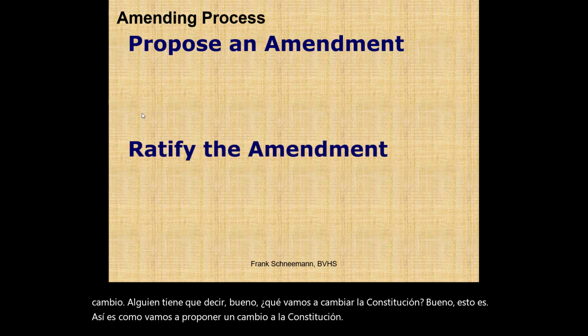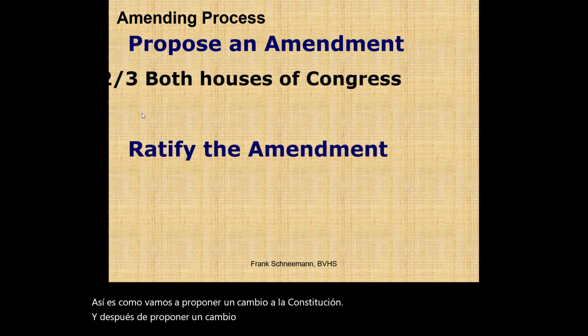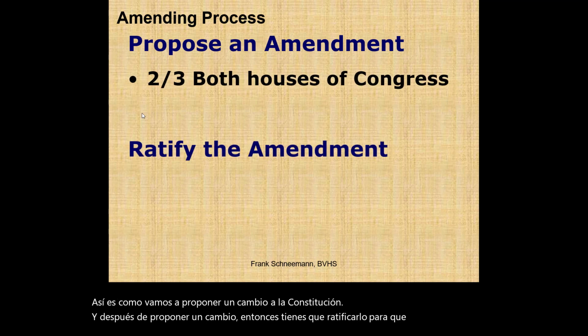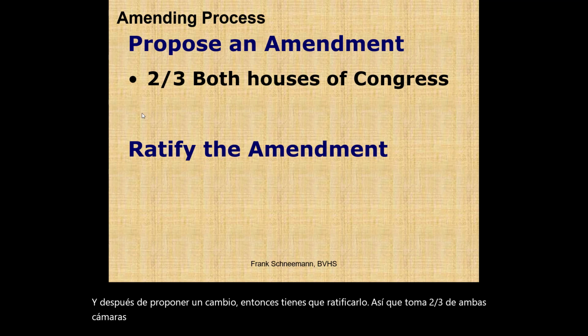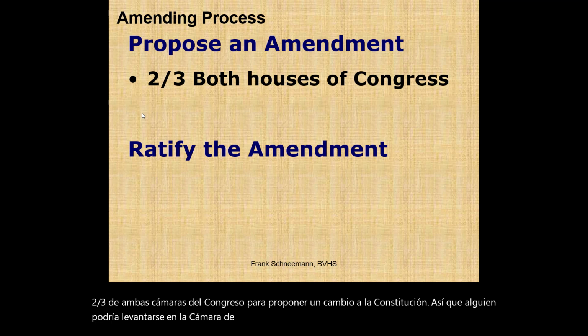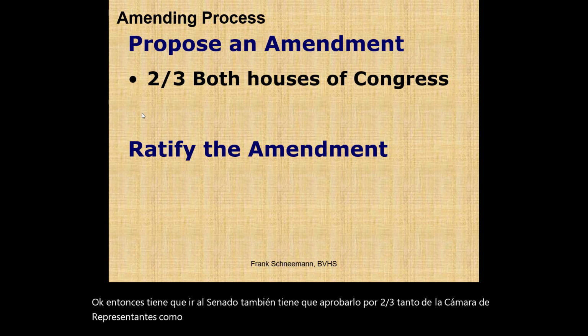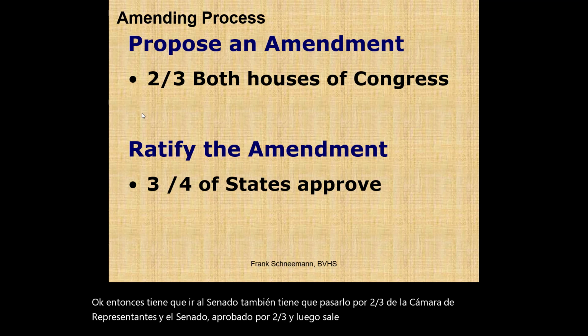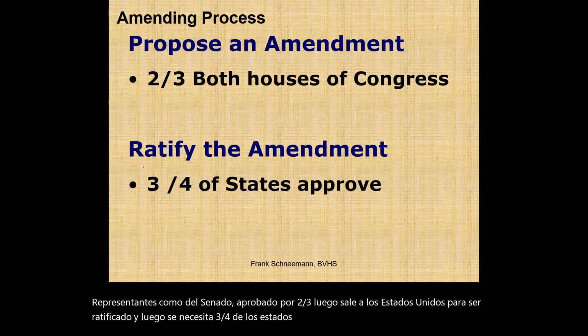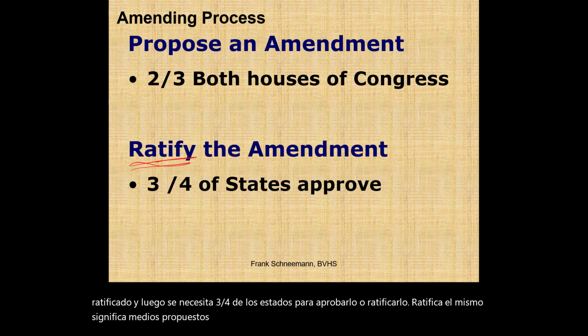And then after you propose a change, you have to ratify it. It takes 2/3 of both houses of Congress to propose a change to the Constitution. Somebody could get up in the House of Representatives and say, I want to change the Constitution and legalize marijuana. Then the Senate also has to pass it by 2/3. If both the House and the Senate pass it by 2/3, then it goes out to the states to get ratified. It takes 3/4 of the states to approve, or ratify. Ratify means to approve, rather.